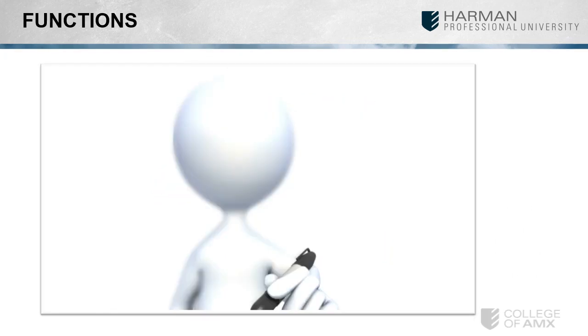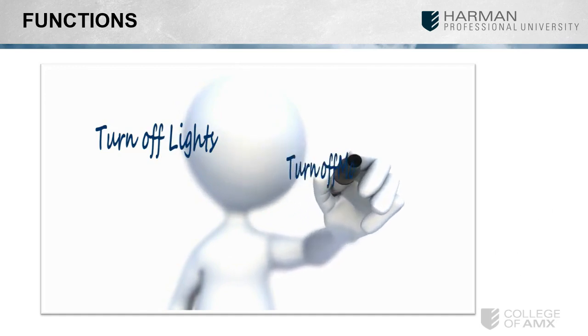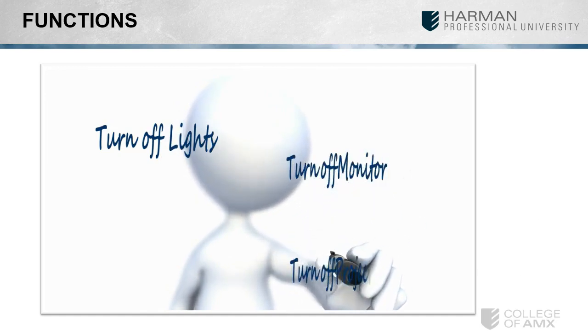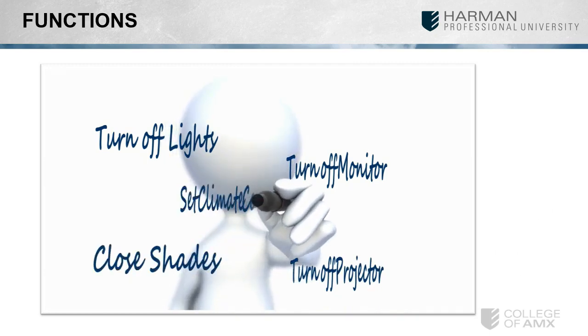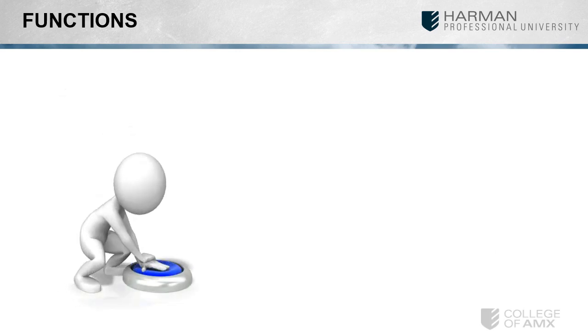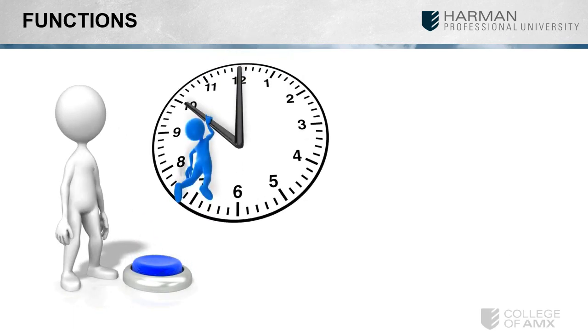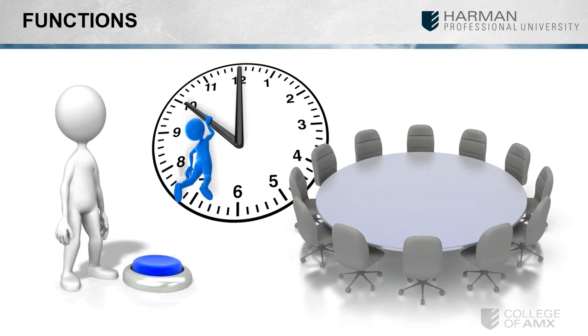A great example of why you would use a function would be for a system shutdown event. As you can probably imagine, shutting down an entire system might involve several lines of code, from turning off lights, monitors, and projectors, to closing shades and even setting climate settings for a room or multiple rooms. If you need to execute this block of code from multiple points in your code, for instance, a system off button on a touch panel, or a timed event that happens every night, or if an occupancy sensor has reported the room as unoccupied, etc., why write the same block of code multiple times?